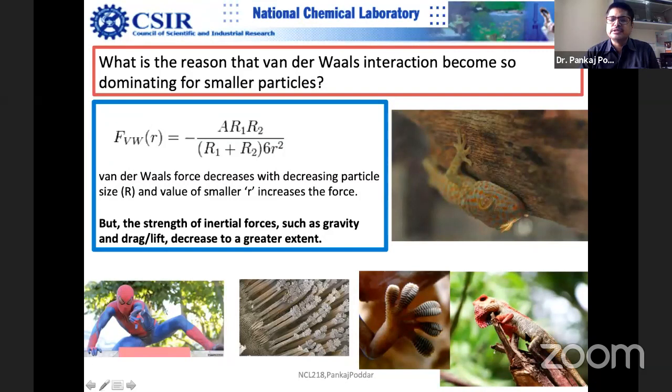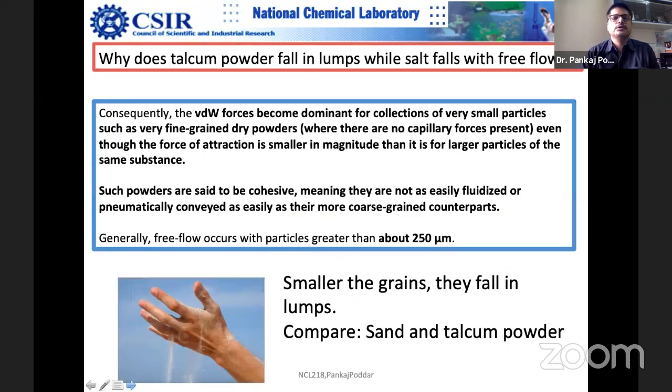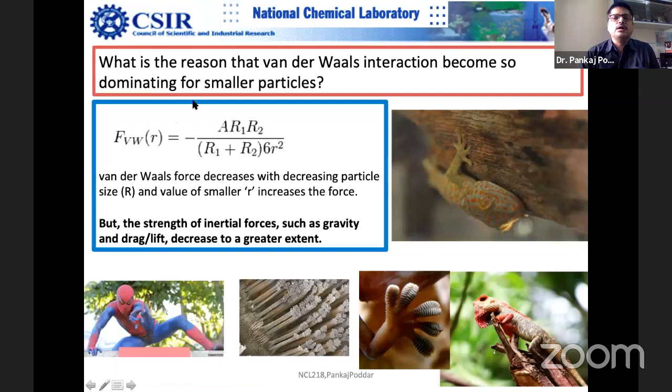Obviously, this picture is taken by me, in the colony area of National Chemical Laboratory: a beautiful gecko lizard. If you see this, there are two parameters. If you reduce the R, this van der Waals force is going to change. We still call it van der Waals force, even though it is not the original van der Waals force. You can see R is squared here.